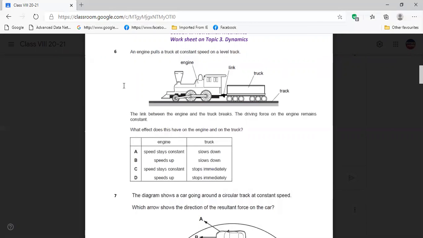An engine pulls a truck at constant speed on a level track. The link between the engine and the truck breaks. The driving force on the engine remains constant. What effect does this have on the engine and on the truck? So I think it is A.